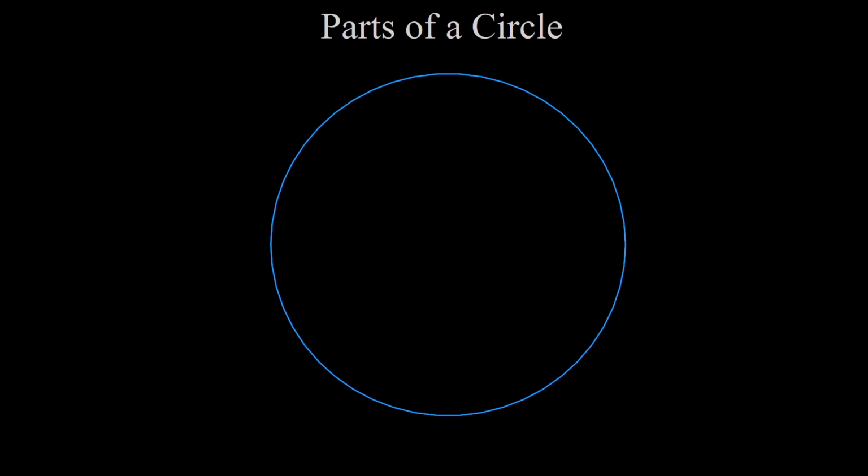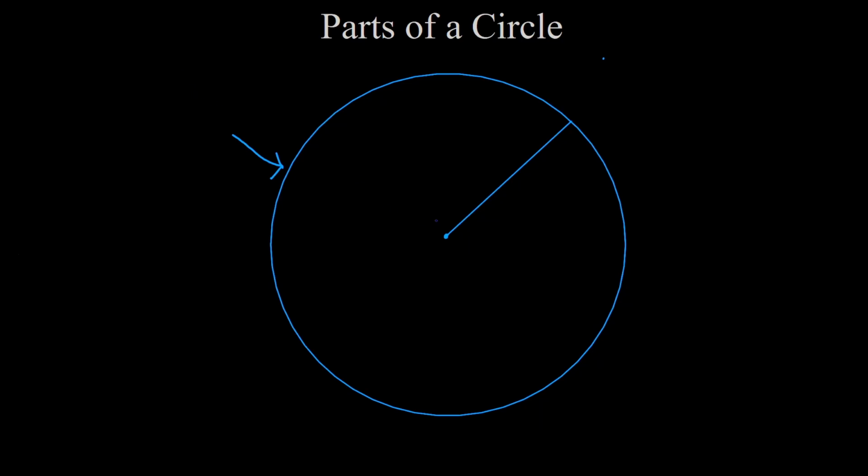So, for the parts of a circle, the first part is the circumference. The circumference is the outer ring of the circle. It is like the perimeter of the circle. The next thing is the radius. If you have a spot in the center of the circle and you are drawing a line from the center of the circle to the circumference, that is a radius. It is halfway across a circle from the center to the circumference.